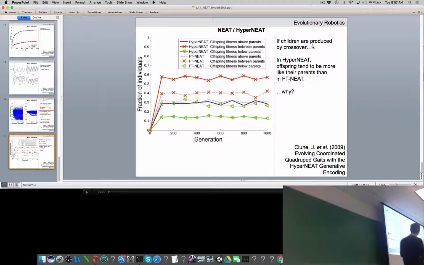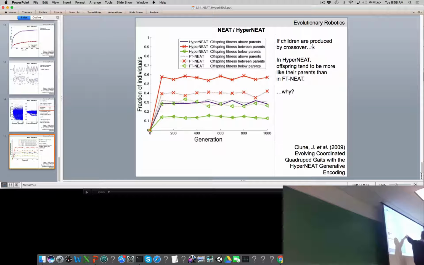Okay, let's look at the three dotted lines. So this is the control case when we're not using HyperNEAT; we are using NEAT, but we're not using HyperNEAT here. So let's do the same thing. Below the parents is the light green dotted line here. And we can see that there are many more offspring that are worse than both parents in FT-NEAT compared to HyperNEAT, right? So things are not working too well here.